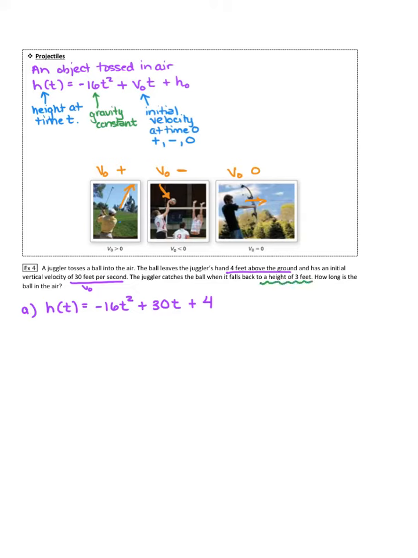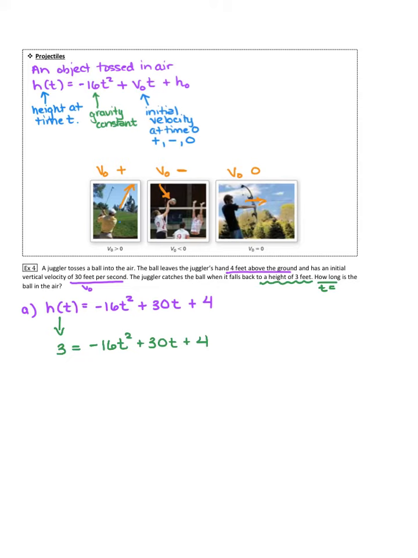Then it's going to ask us, the juggler catches the ball when it falls back to a height of 3 feet. And it wants to know how long, in other words, what is t when he catches the ball? How long was it in the air? So what we're going to do is let h of t equal 3, because that's how high the ball is when he catches it, and we set that equal to our equation. So we have a quadratic. These are definitely calculator type problems.